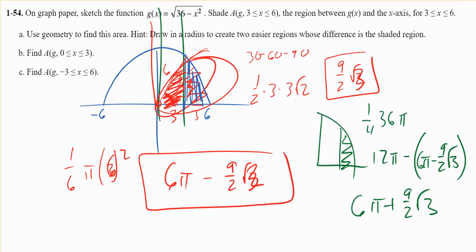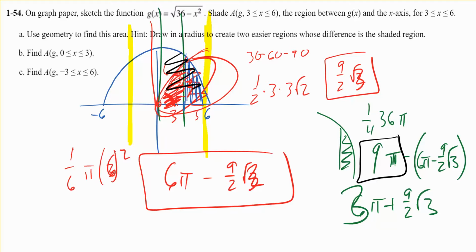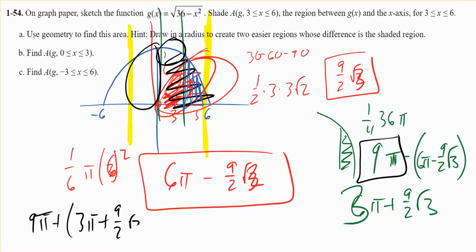And then, oh, I think I found bad math there. A quarter of 36 is actually 9. So that makes it a 3 pi right there. Good. And from -3 to 6 should just be the quarter of the circle, which would be all of this, plus symmetry would tell me that. So let's call that 9 pi plus 3 pi plus 9/2 root 3.